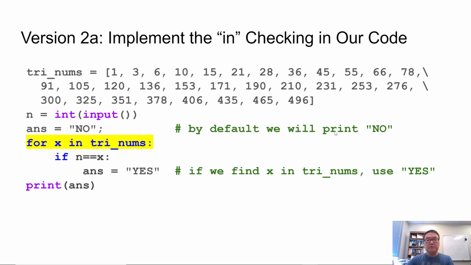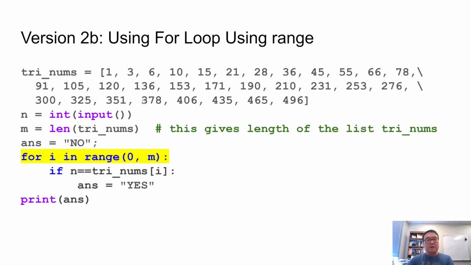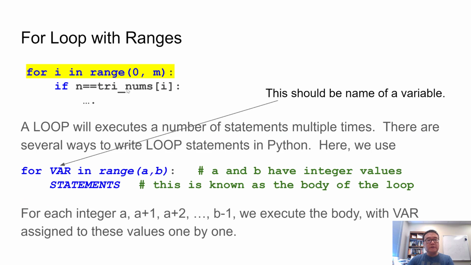So now we are going to go a little bit deeper by showing how to do this in another way, by explicitly using an index into this list, and we loop over a range of integers. So we use a new syntax called range. Let's first explain the range thing.